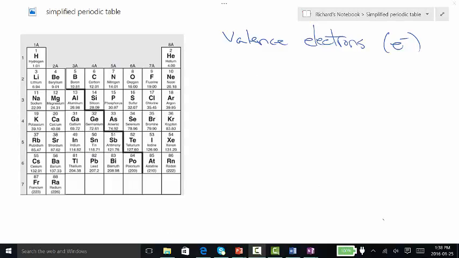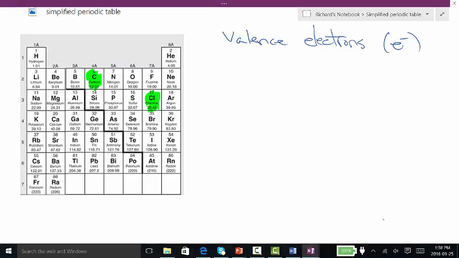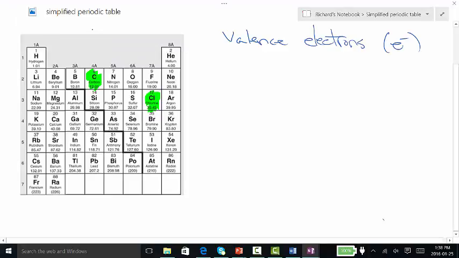In carbon tetrachloride, we have a carbon atom located here in the periodic table and 4 chlorine atoms. Notice that the carbon atom has 4 valence electrons, as it is in group 4A of the periodic table, and the chlorine atom has 7 valence electrons. Now, there's 4 chlorine atoms. We'll deal with that in just a minute.